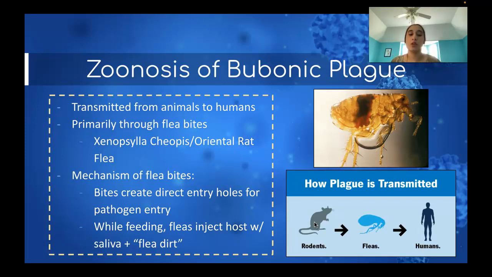And so some mechanisms of flea bites, they basically create a direct entry hole into your body, into your bloodstream, and they inject you with not only their saliva, but they inject you with flea dirt and sometimes regurgitated blood that they have not digested yet. So that includes infected blood from the infected rat. And fun fact, fleas actually poo every time they feed on a host, which is where the flea dirt comes from, so they're injecting you with that as well.